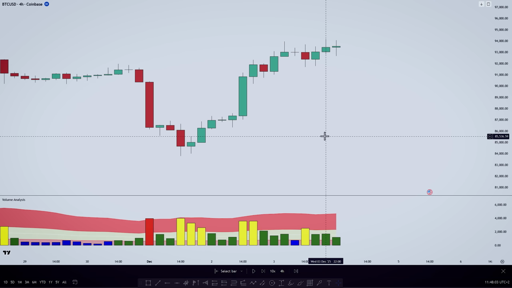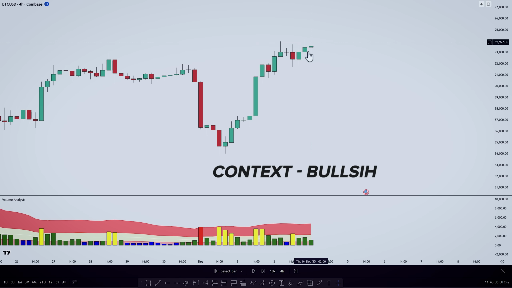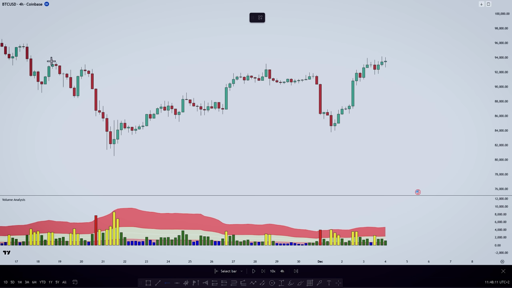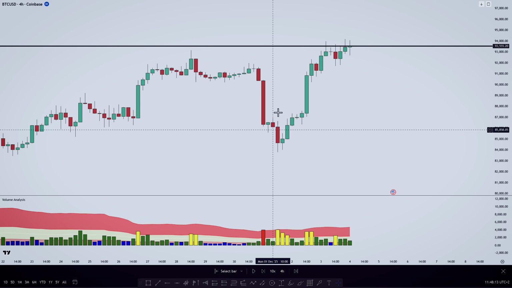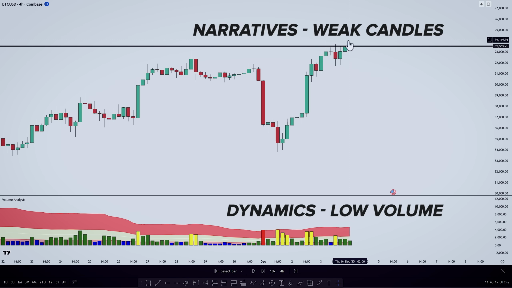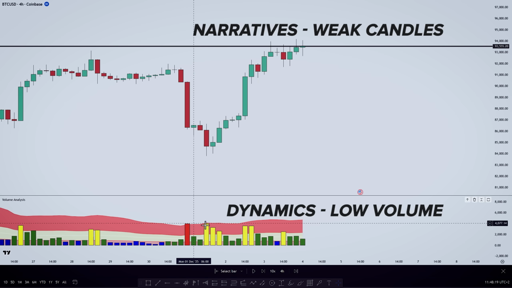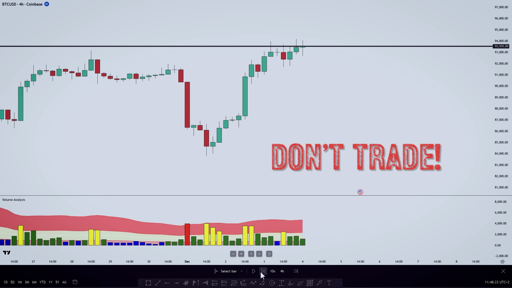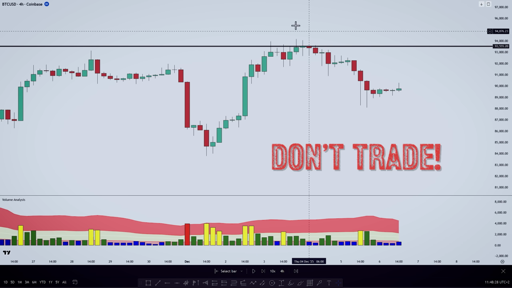Now compare that to a trap. Context is bullish, but price is hitting resistance. Bad location. The candles are green, but the upper wicks are longer, so buyers are struggling, and volume is dropping. A rookie buys because it's going up. A pro stays in cash because the candle framework says it's a possible trap.